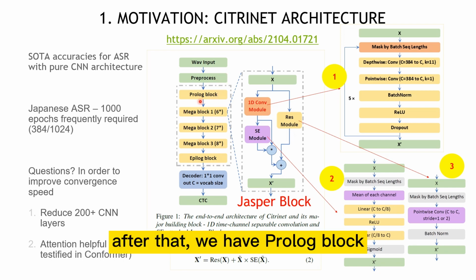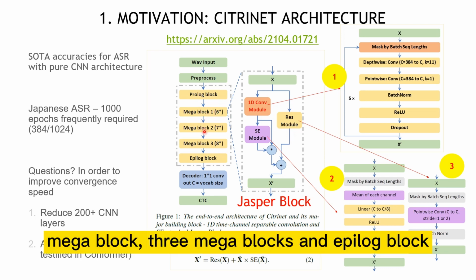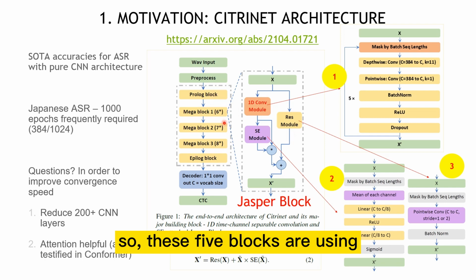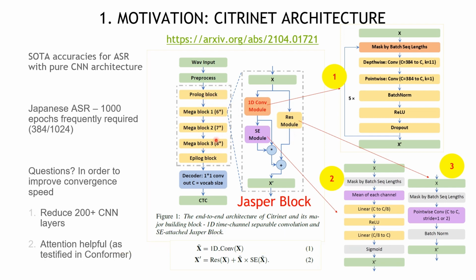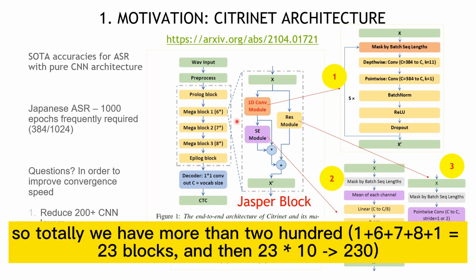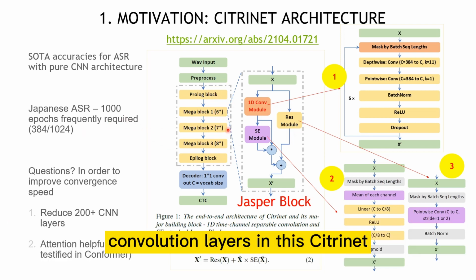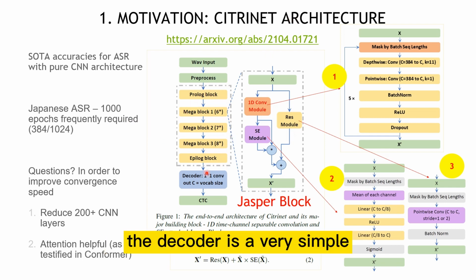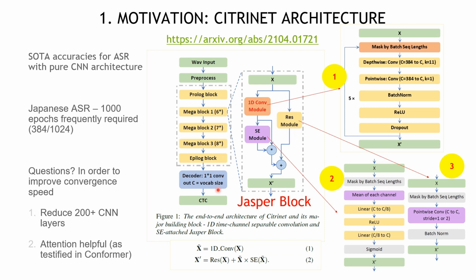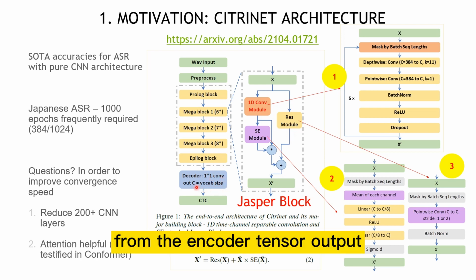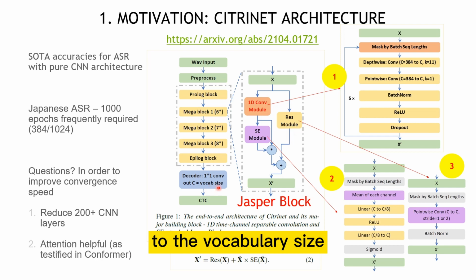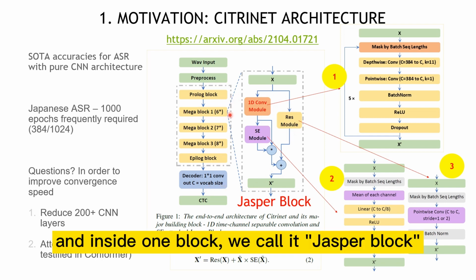And after that, we have prologue block, mega block, 3 mega blocks, and epilogue block. So these 5 blocks are using 5 times 2 layers of convolutional network. So totally we have more than 200 convolution layers in this Citrinet. The decoder is a very simple linear projection from the encoder tensor output to the vocabulary size. And inside one block, we call it Jasper block.